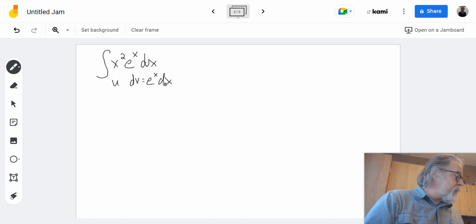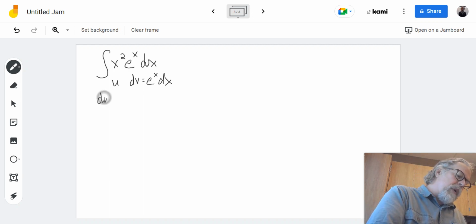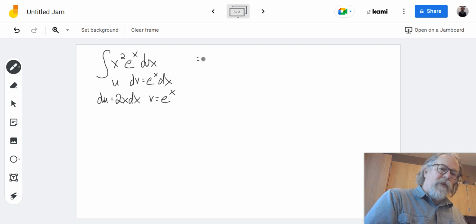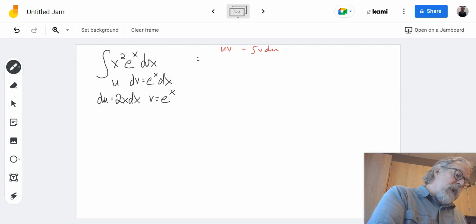And there's another tip: it's helpful to choose dv to be something you know the antiderivative of, because we now know that du is equal to 2x dx, and we know that v is equal to e to the x, which means that my anti-differentiation by parts, let's go ahead and write the formula up at the top, uv minus integral of v du, will give me x squared e to the x minus the integral of 2x e to the x dx.